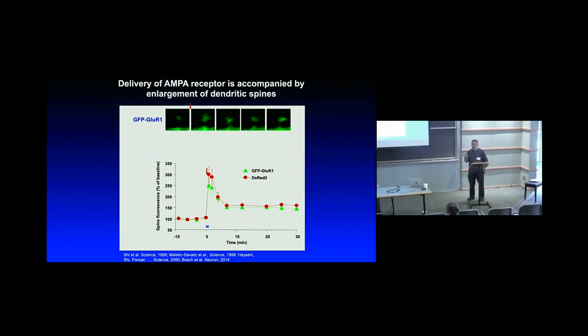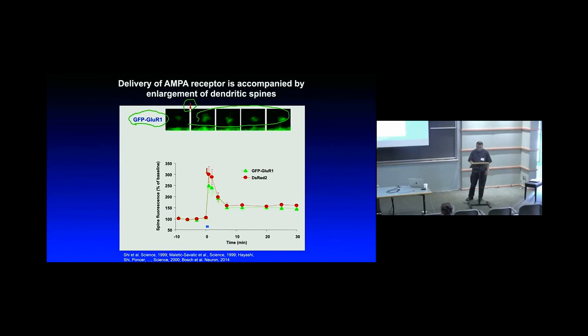we were interested in the possibility that the trafficking of AMPA receptors is important for LTP. So what we did is tag the AMPA receptor subunit GluR1 with GFP, express it in hippocampal neurons, and give tetanic stimulation. What we found is an increase in synaptic surface AMPA receptor after LTP induction. From this observation, we proposed that AMPA receptor trafficking is important for LTP.